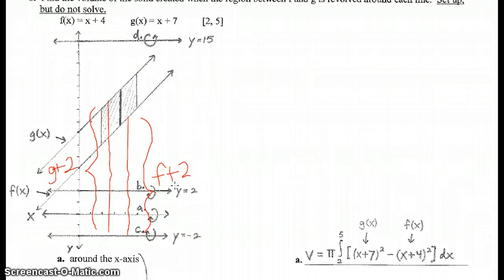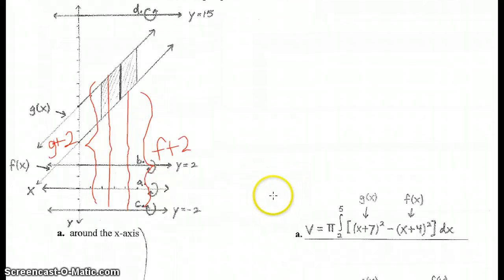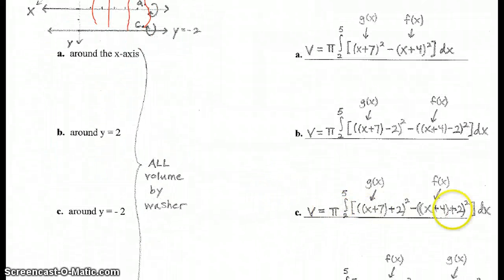So this is again a washer because of the gap from our region and the axis we're revolving around. So we take the outer radius squared minus the inner radius squared. The integral would be pi times the integral from 2 to 5 of g of x plus 2 all squared minus f of x plus 2 all squared dx. You can see the answer here. Pi times the integral from 2 to 5 of g of x plus 2 squared minus f of x plus 2 squared dx.